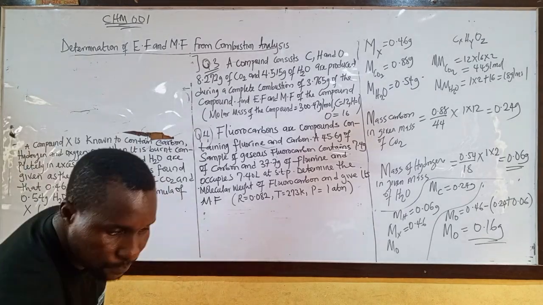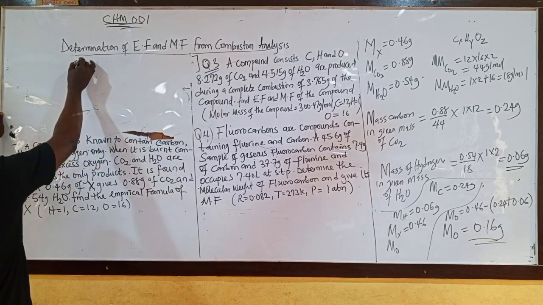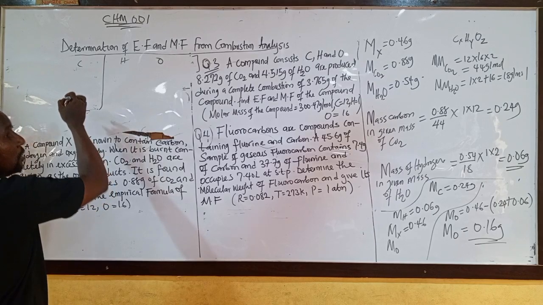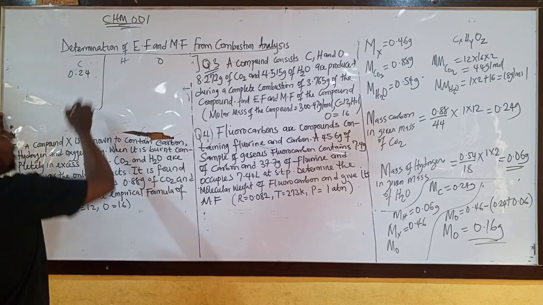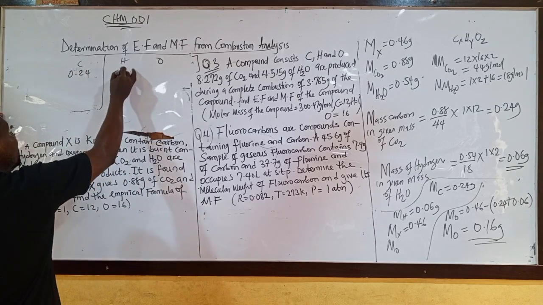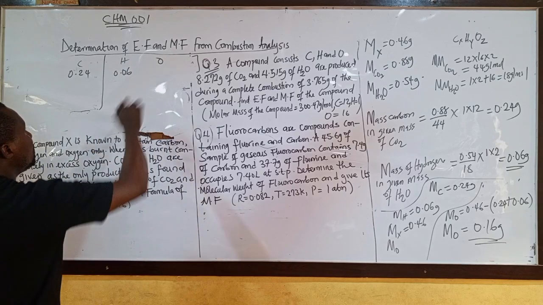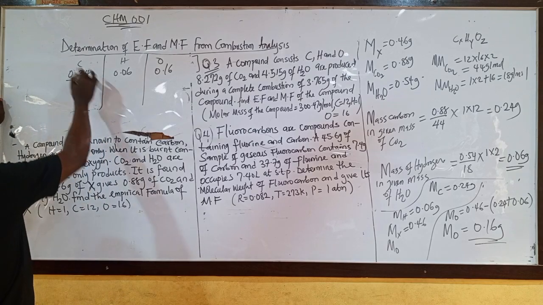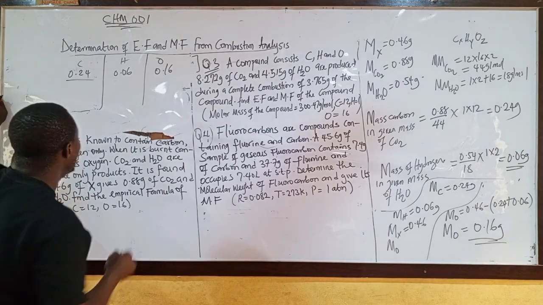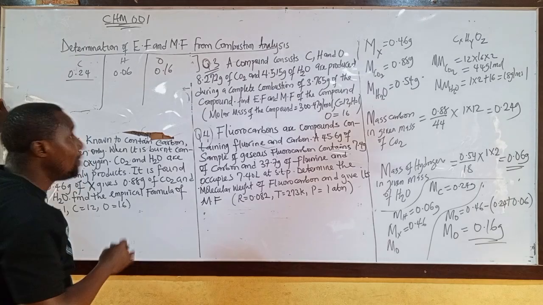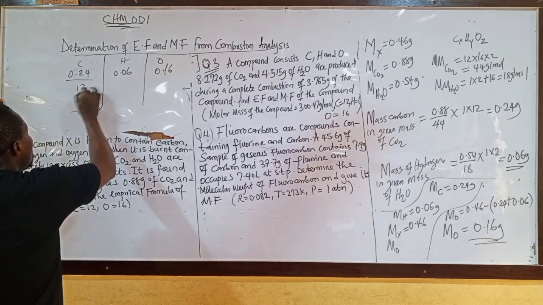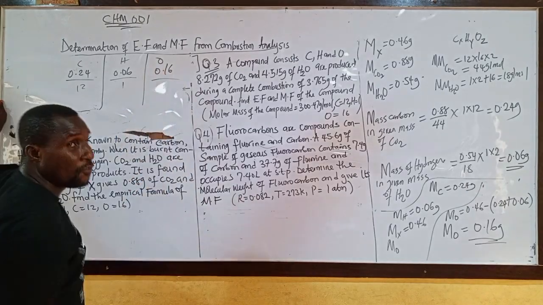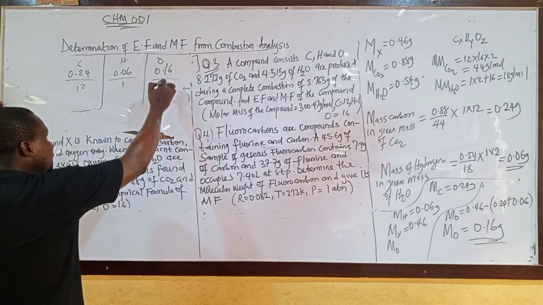Then what will I do? I've gotten carbon, hydrogen, oxygen now. Mass of carbon is what? 0.24. Mass of hydrogen is what? 0.06. Mass of oxygen is what? 0.16. Then divide each by the mass number. Mass number of carbon is what? 12. Mass number of hydrogen, which is 1. Then mass number of oxygen, which is 16.